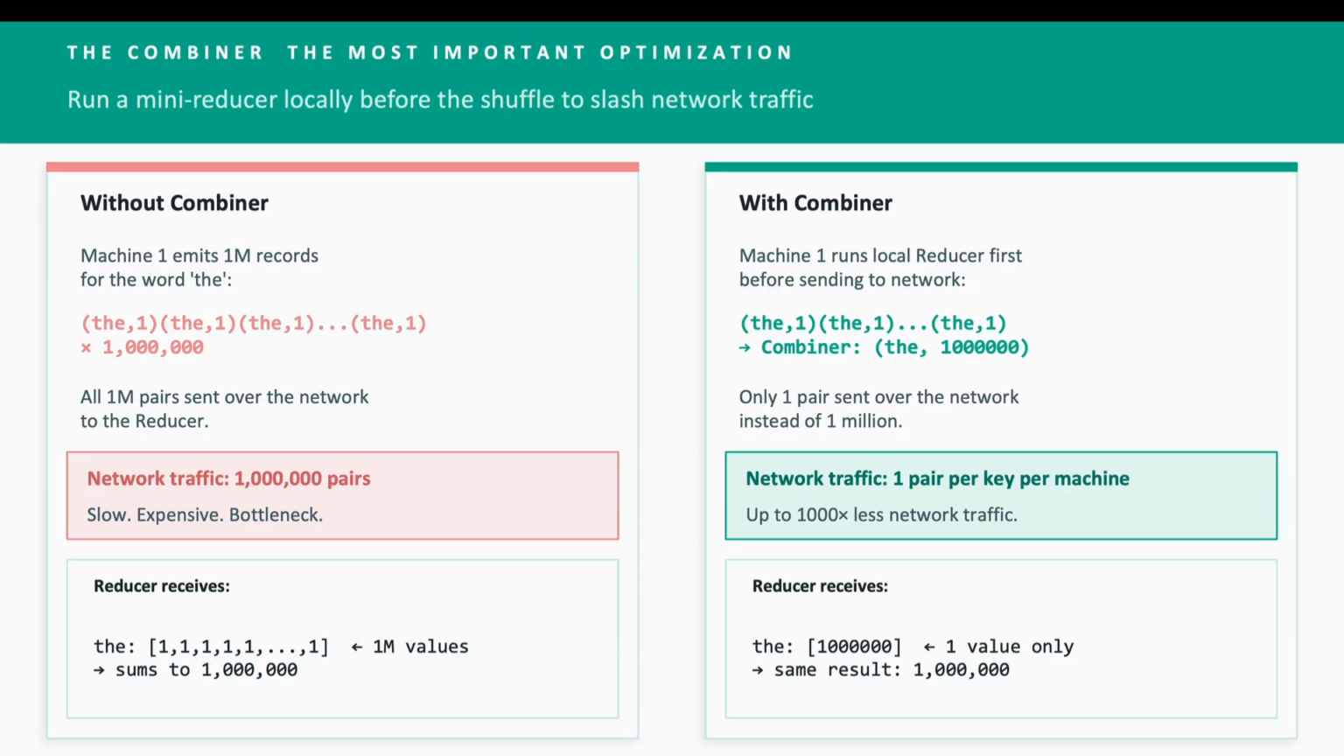Critical constraint: the combiner must only be used when the operation is commutative and associative. Sum is safe, count is safe, max is safe, min is safe, but average is not safe. You cannot average partial averages. For average, track sum and count separately, then divide at the reducer.